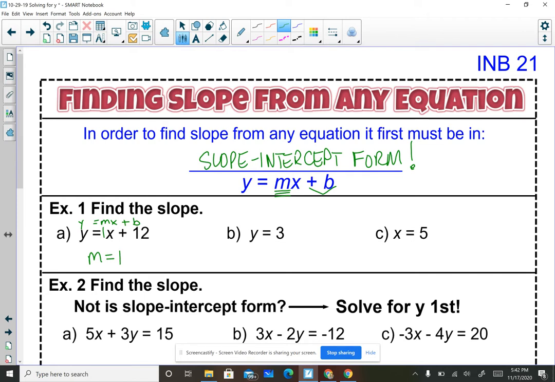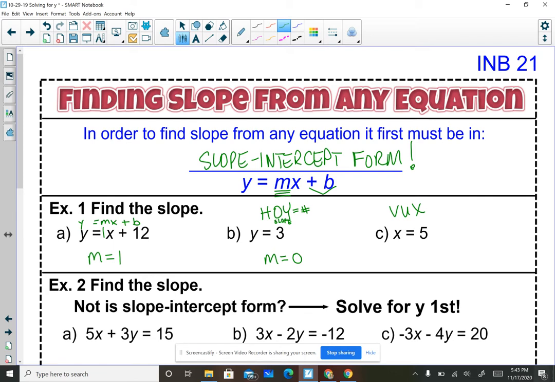In example B, remember that when we have one letter, I have taught you HOY and VUX. You have HOY when you have y equals any number in your equation, so that's going to make a horizontal line. Remember, the 0 in HOY means you have a 0 slope. So your m in this equation is 0 because it makes a horizontal line.